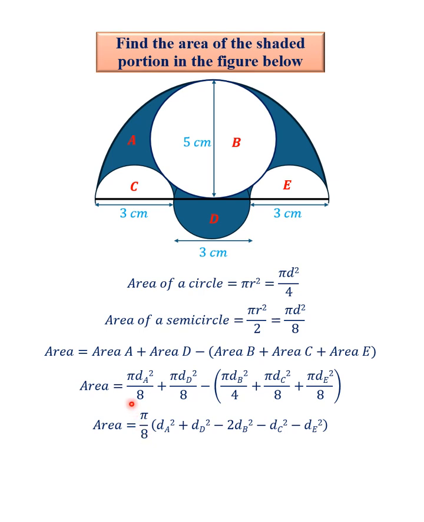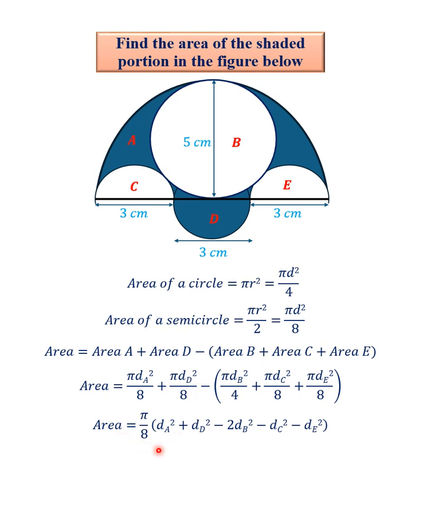If we take out pi over 8, what will be left here is dA squared, plus what will be left here is dD squared, minus what will be left here is 2dB squared. Why 2? Because the denominator here is 4, so we need to multiply this by 2 so that when this 2 divides 8, we get back our 4. Minus, remember this negative is opening up the bracket, so we have negative here. What is left is dC squared minus what is left is dE squared. Now, this is the formula we'll be working with, and that gives us the area of the shaded portion.